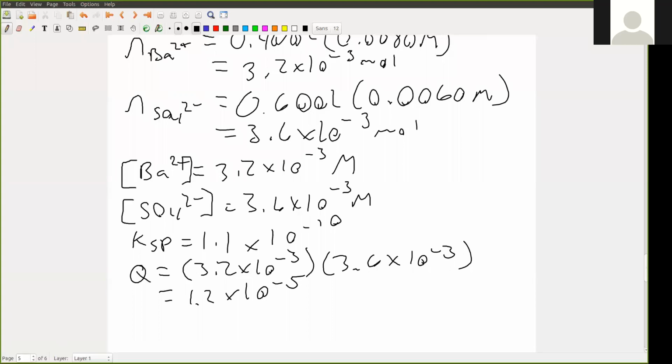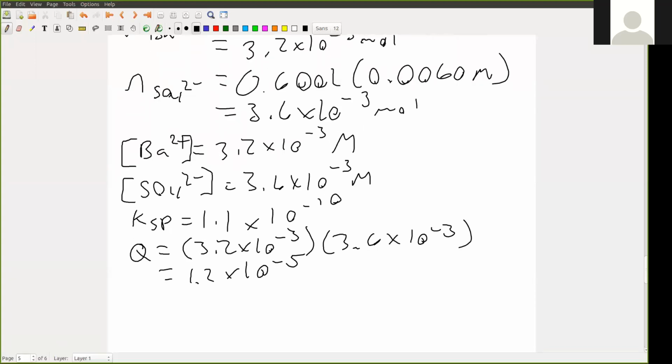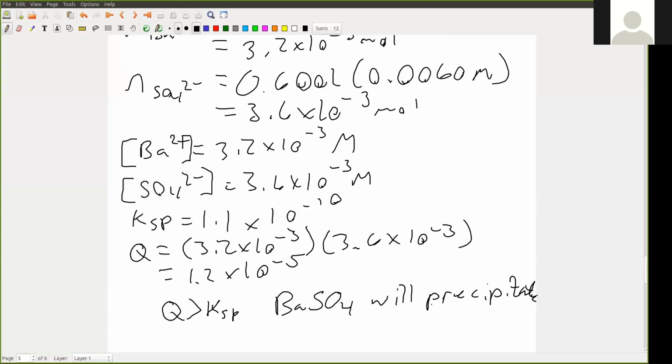In this case, we now see that Q is much larger than K. So when that occurs, we're assured that barium sulfate, in this case, whatever our precipitant is, will precipitate, and it'll do this until Q is equal to K.